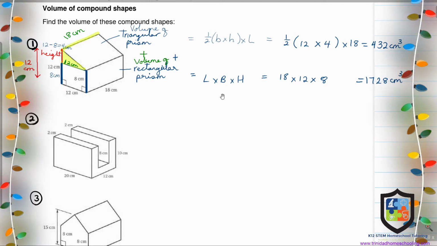Okay, so we're not finished there yet. We still need to find the total volume. So we're just going to add these two values here. Alright, so that's 2160 centimeters cubed.